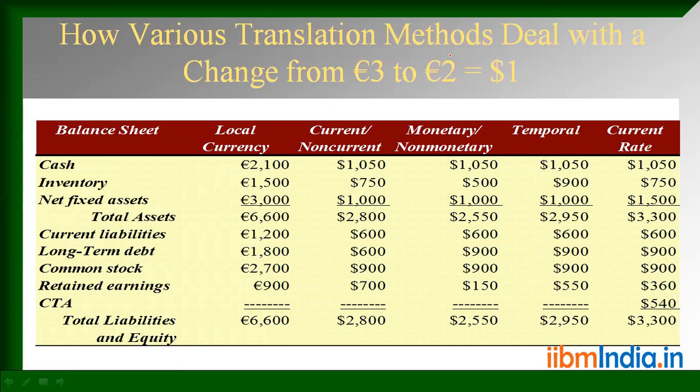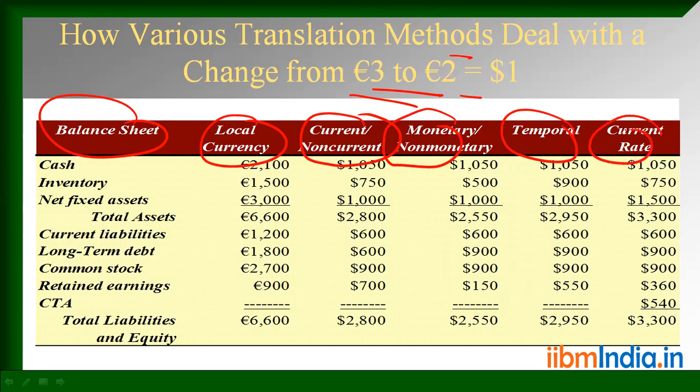How do the various translation methods deal with the change from 3 to 2 equal to 1 dollar? Balance sheet, local currency, current and non-current method, monetary and non-monetary method, temporal and current rate. Cash 2100, 1050, 1050, 1050, 1050. Inventory 1500, 750, 500, 900, 750. Net fixed asset 3000, 1000, 1000, 1000, and 1500. So the totals are 6600, 2800, 2550, 2950, 3300.